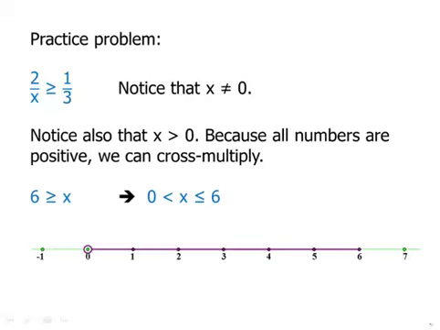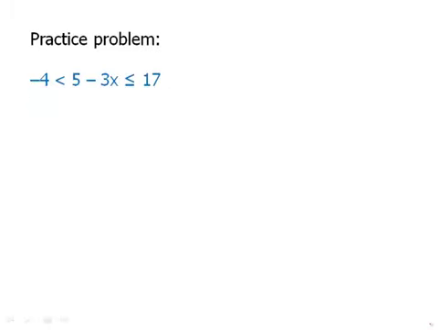Notice that there is an open circle at 0 because that's not included, and there's a solid dot at 6. So the left endpoint is not included, the right endpoint is included in the solution range. Here's another practice problem. Pause the video and then we'll talk about this.